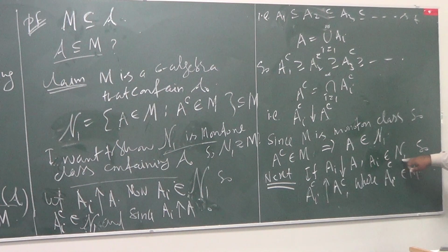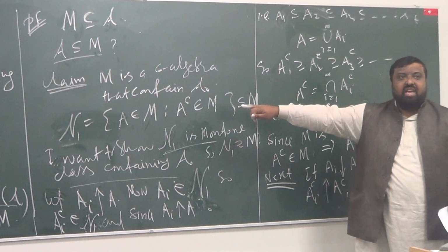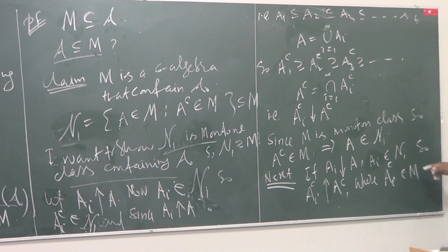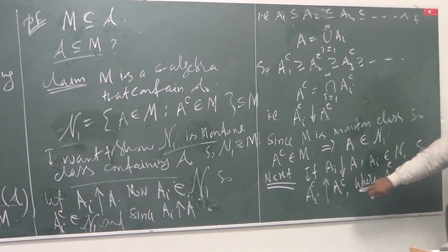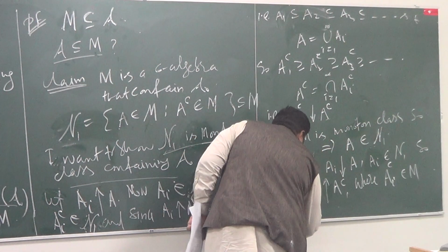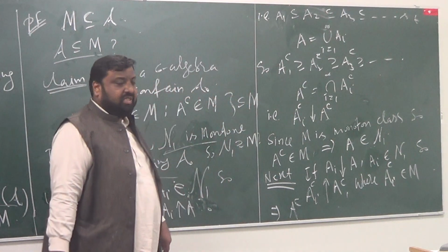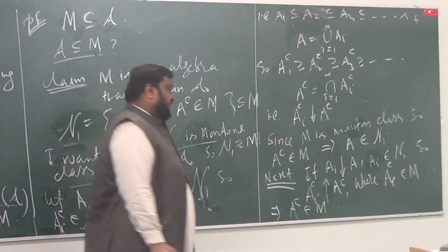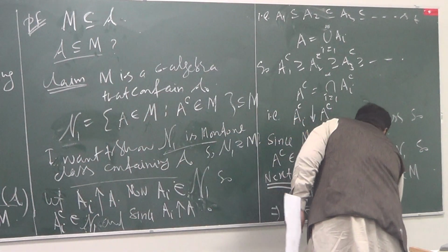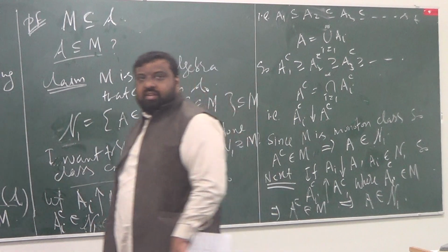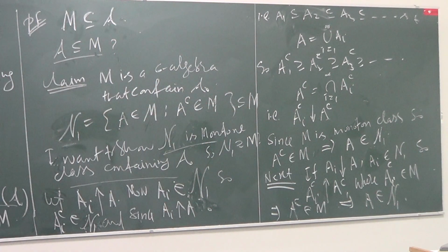Because think about it. If the A_i are in N1, by definition, the A_i complement must be in M. So all of the A_i complements are in M. So I have an increasing sequence in M that is increasing to A complement. So this implies that A complement is in M. And if A complement is in M, then A must be in calligraphic N1. Okay? So therefore N1 is a monotone class.